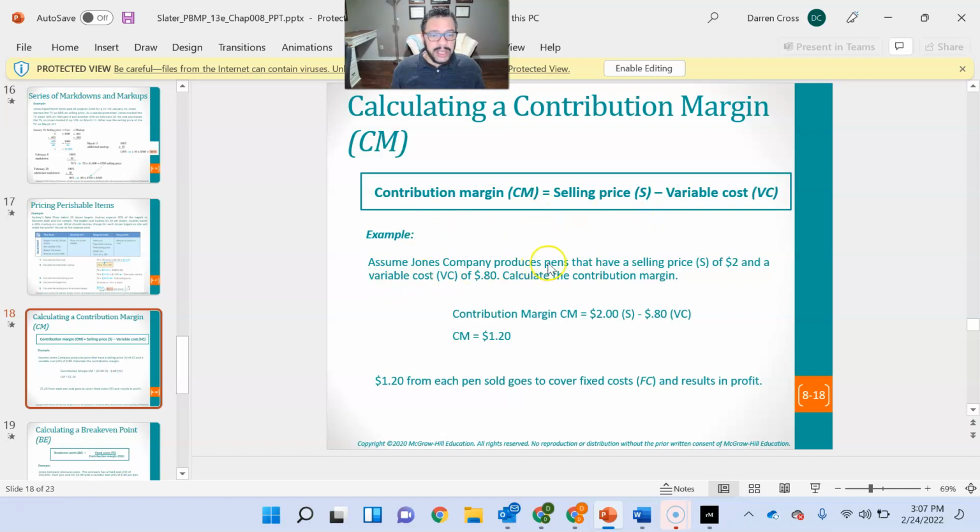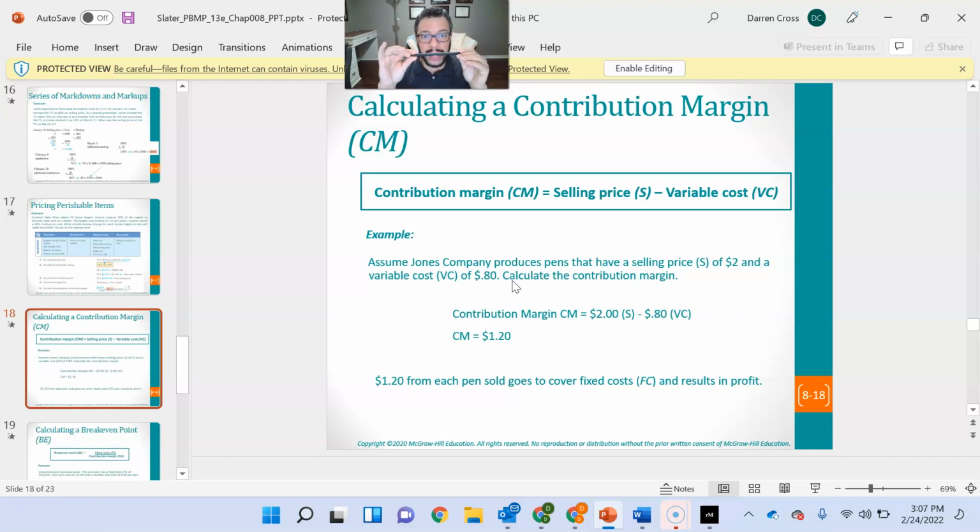So assume that Jones Company produces pens that have a selling price of $2. This is a coincidence that I used that example. And a variable cost of 80 cents. So in other words, they sell pens, right? And they sell these pens for $2, but with each pen that they sell, it costs them 80 cents.